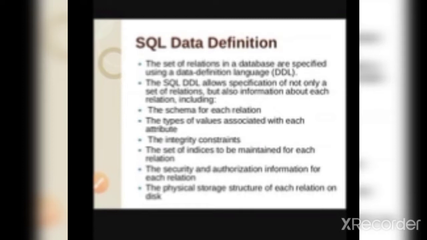SQL Data Definition. The set of relations in a database are specified using a data definition language. The SQL DDL allows specification of not only a set of relations but also information about each relation, including the schema for each relation, or we can say the structure of the relation, and the types of values associated with each relation, or we can say the domain value of each attribute. It also defines a variety of integrity constraints, the set of indices that is to be maintained for each relation, the security and authorization information for each relation, and finally the physical storage structure of each relation on disk.